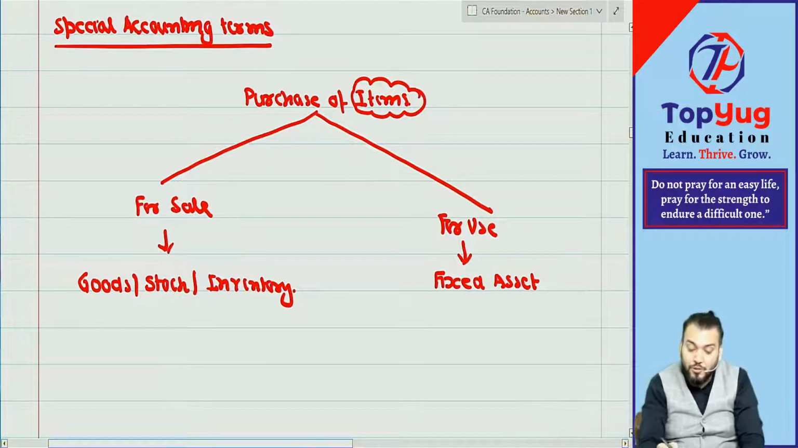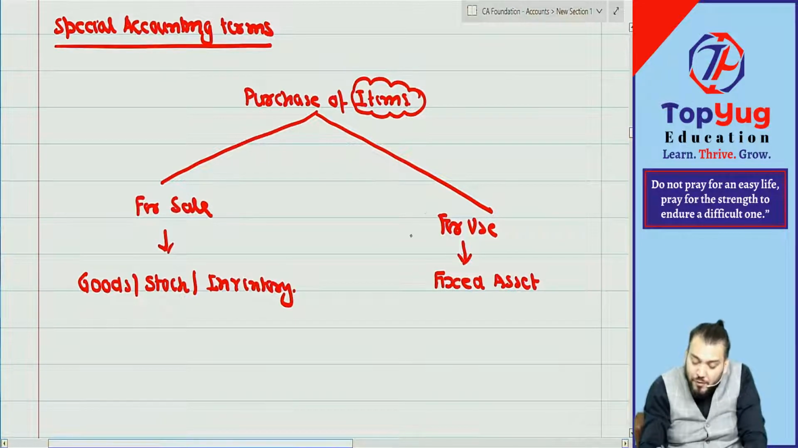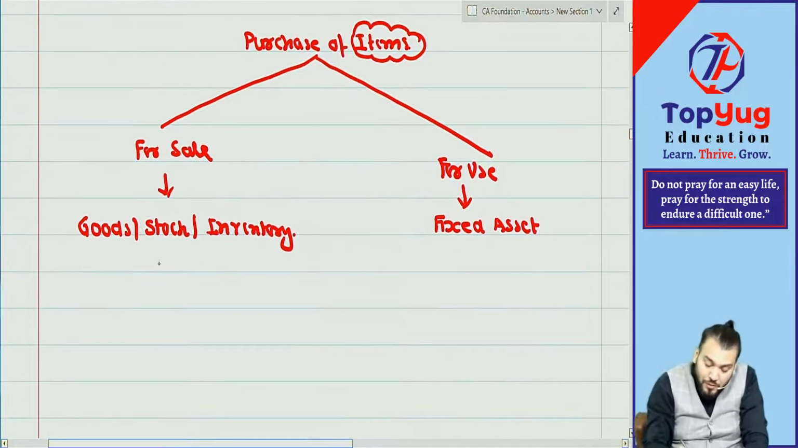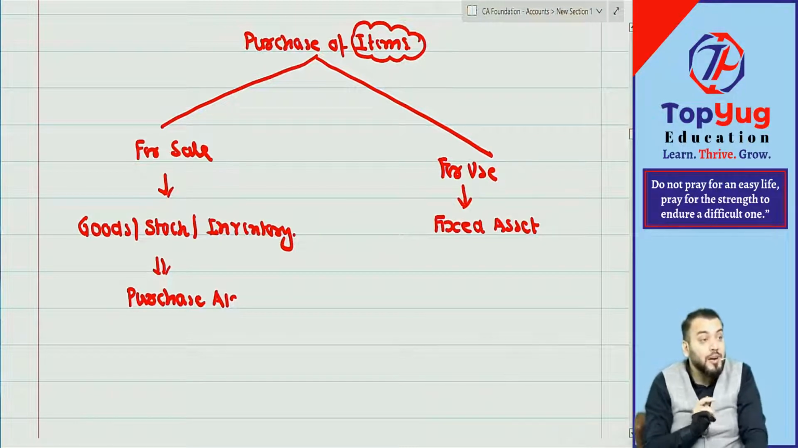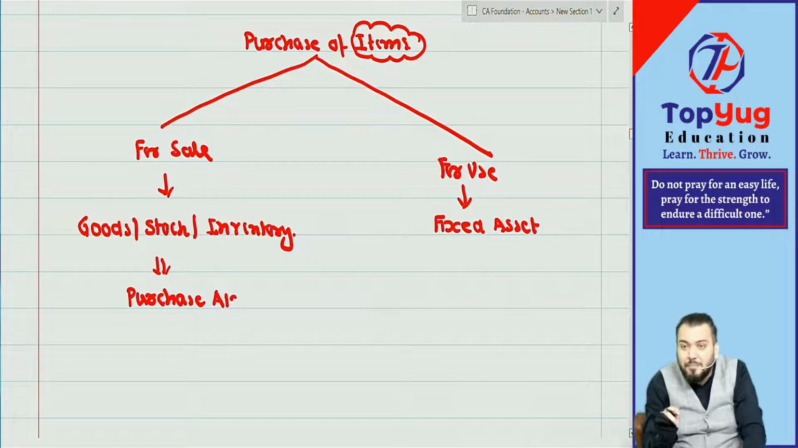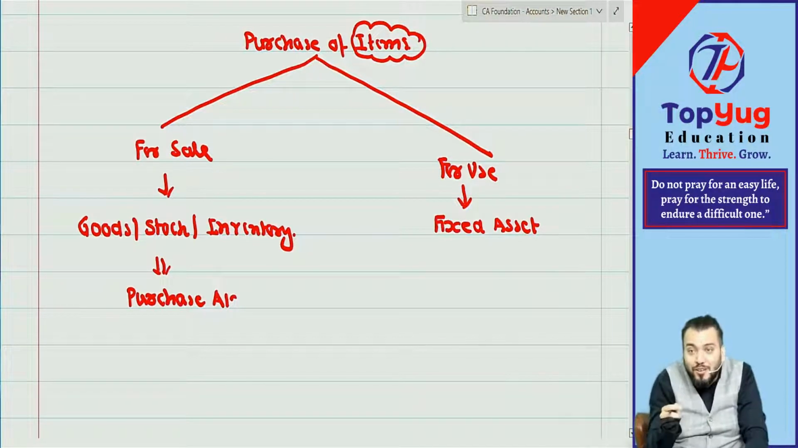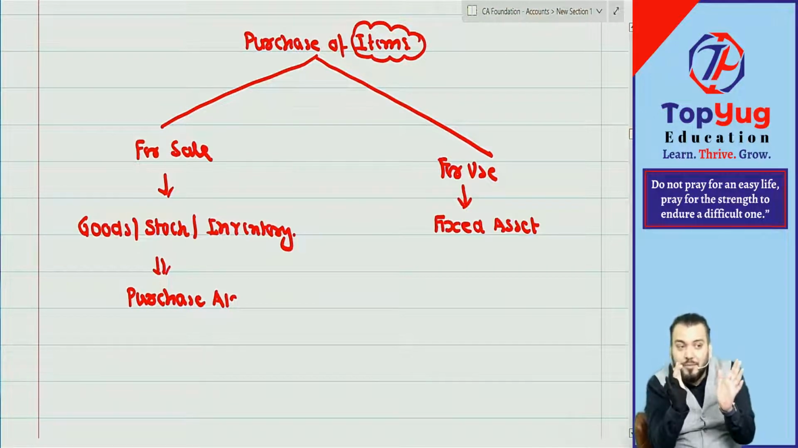So if you purchase an item for sale, the name given is what? If you purchase some item for use, we call it what? Fixed asset. Now, if you purchase any inventory for sale, then we open the purchase account. The name of the account is what? Purchase account. Can I say the purchase account represents purchase of goods or stock or inventory? Understood? Purchase account is a name given to inventory.